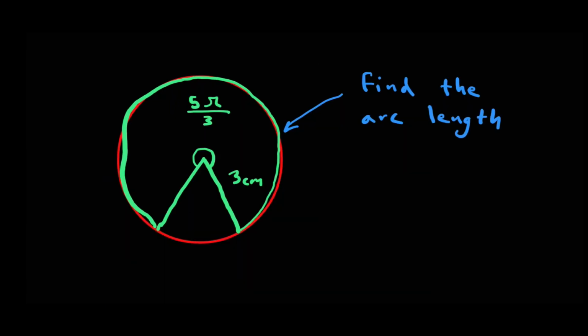Alright, and here's one final question, so see if you can find the answer. Well, remember when we're using radians, we have a shortened version of the formula. Radius times the angle of the sector. So our radius is 3, and the angle is 5 pi over 3. That means we can just cancel out the two 3's, and we're left with an answer of 5 pi. So the arc length here is 5 pi centimeters.